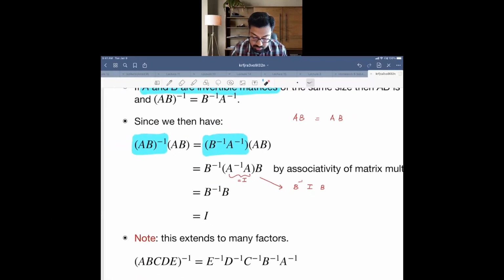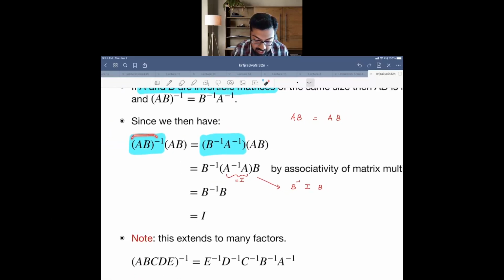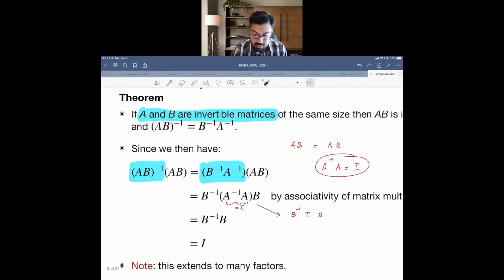So what does this mean? This means that (AB) inverse multiplied by AB came out to be an identity matrix. That is absolutely true because we looked at the previous property where you take any matrix, A inverse A, you will get identity. So we know that this is true, which also validates that (AB) inverse is going to equal B inverse A inverse. So that sort of proves this property over here.